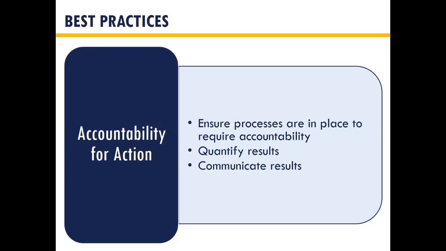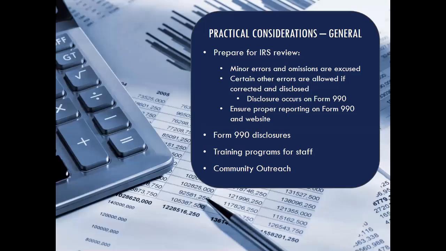And then accountability for action, really thinking about this not just as a once every 3 year thing that you have to do to meet the IRS requirements, but how can you put some accountability in place throughout your organization to ensure that things are happening? Again, collaborating with others in the community, and maybe there are ongoing regular meetings to assess what's happening, what each organization is doing, and how you're making an impact on that need that was identified. Making sure you're quantifying the results and communicating the results back to the public.